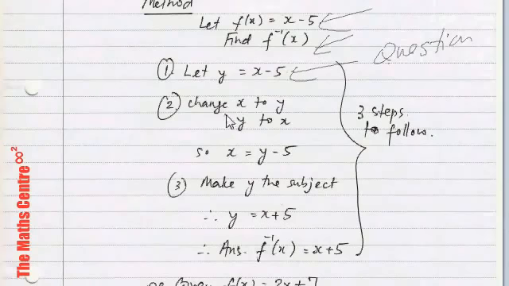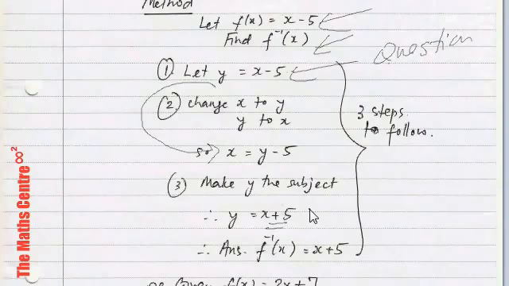I've written it here for you. Change x to y and y to x. So this one becomes x equals y minus 5. So the third step is to make y the subject. Y the subject means only y on the left hand side. So bring this 5 across, you have y equals x plus 5. And finally, just write down the answer. F inverse x equals what you just obtained, x plus 5.